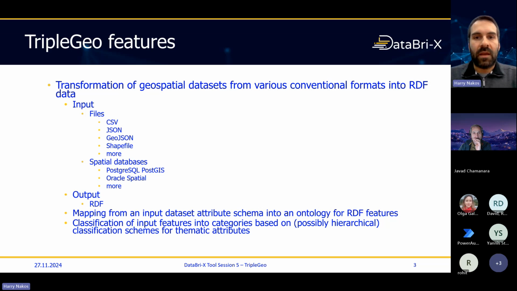There are two main features that make this output possible. The one feature is mapping from an attribute schema into an ontology. The attribute schema refers to the thematic attributes and also the features of the input data. And the second feature is classification of input attributes into categories based on a classification scheme. We'll be seeing more of this also later.